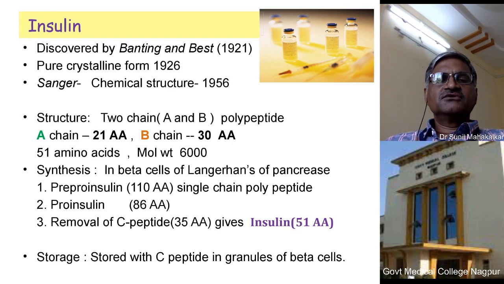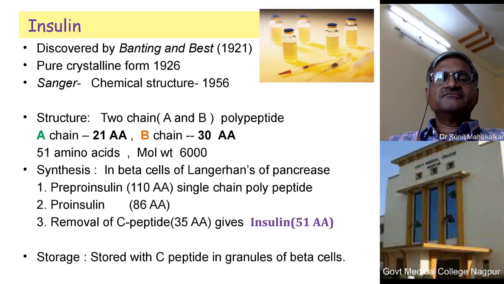So let us know something about insulin. It was discovered by Banting and Best in 1921, who received the Nobel Prize for that. Then it was isolated in crystalline form in 1926. Sanger, the scientist, explained the chemical structure of insulin in 1956. Now the structure of insulin is a two-chain structure. It is a polypeptide. The A chain has 21 amino acids and the B chain has 30 amino acids, so a total of 51 amino acids. The molecular weight is 6,000.